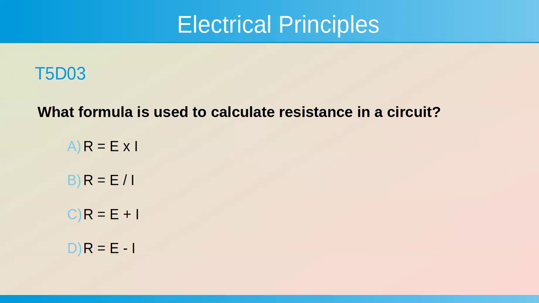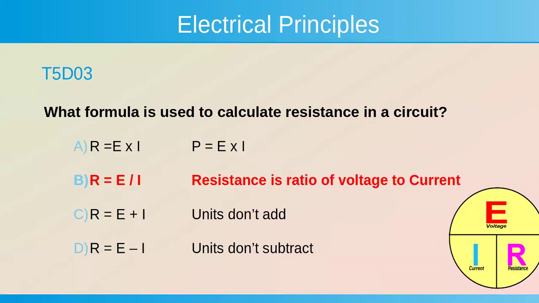What formula is used to calculate resistance in a circuit? It's going to be Bravo. Bravo. Once again, Charlie and Delta are way out in left field.